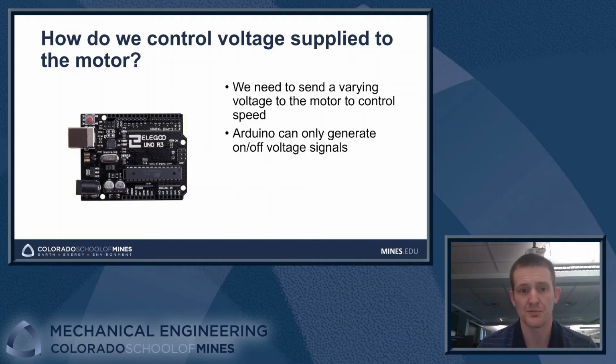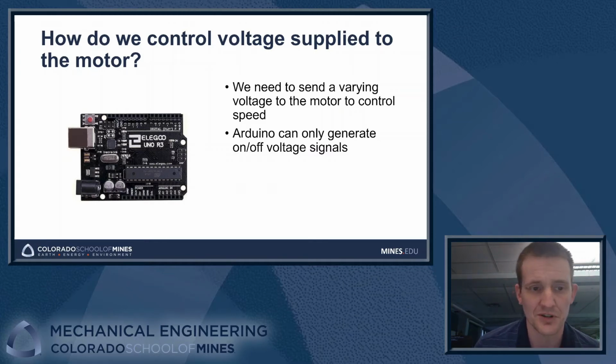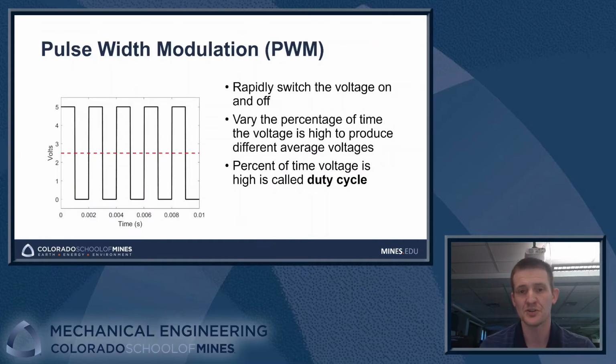Okay, so the problem with the Arduino is it only generates an on-off voltage signal. The output is either 5 volts or it is 0 volts. All right, so we need to simulate sending this changing voltage to the motor somehow to take control of the motor and change its speed. And the solution that we use to do that is called pulse width modulation.